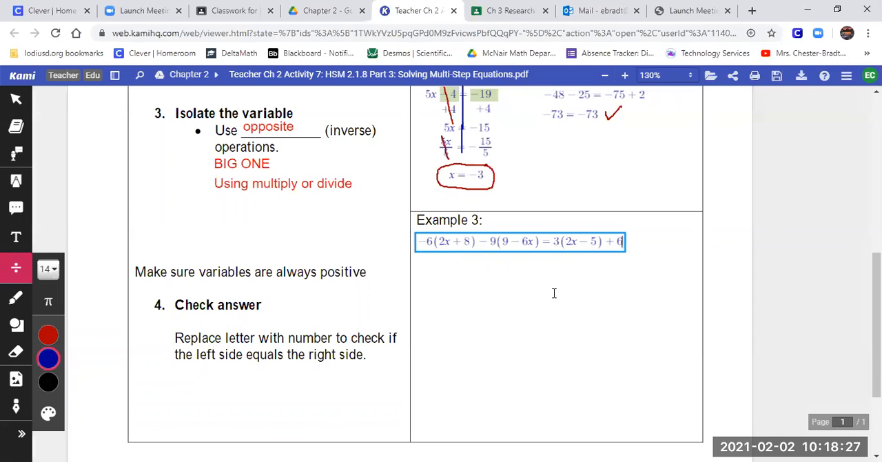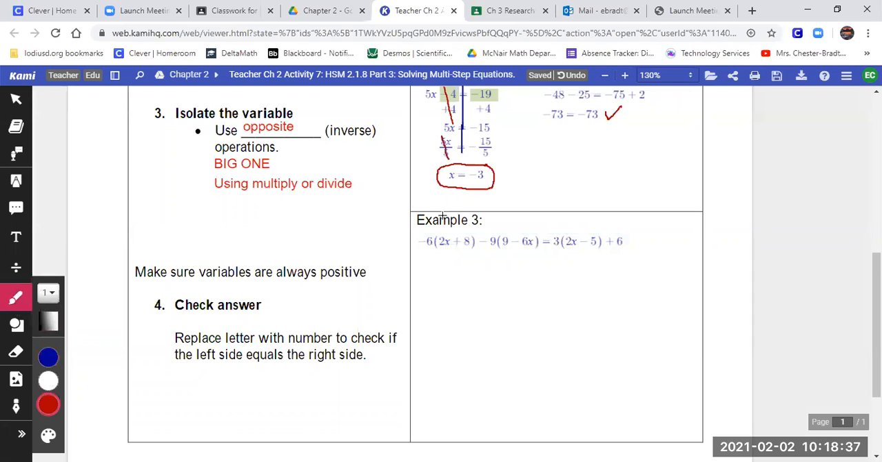Okay, I do not see any combined like terms because I do not have any string of numbers and letters, okay? But I do have distribution. I do have to do this -6 times the 2 and the -6 times the 8, the -9 times the 9, and the -9 times the -6, the +3 times the 2, and the +3 times the -5. So we got to go handle the distribution stuff. That is going to give us a string that we're going to have to combine like terms on, but we have to do this first.